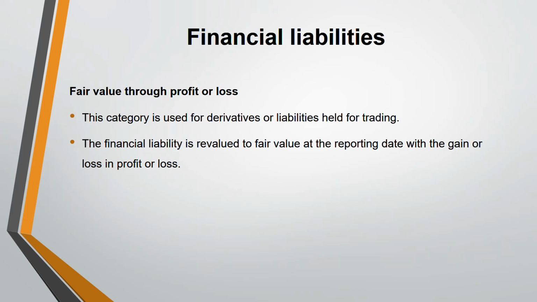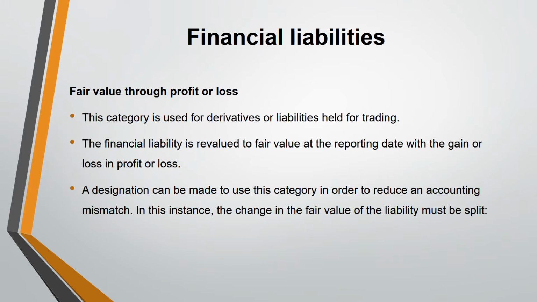Financial liability is revalued to fair value at the reporting date. Every year, every reporting date, financial liabilities are revalued to fair value with a gain or loss in the profit and loss. That's the reason the meaning is fair value through profit and loss. So if any gain or loss comes because of the revaluation to fair value, it will go through profit and loss.